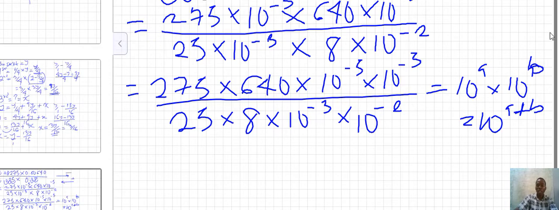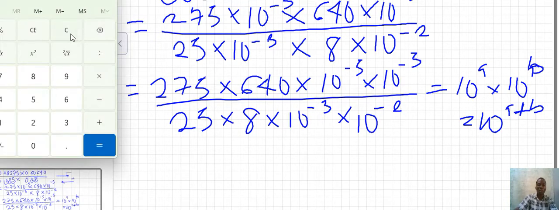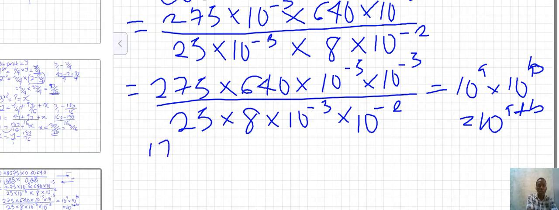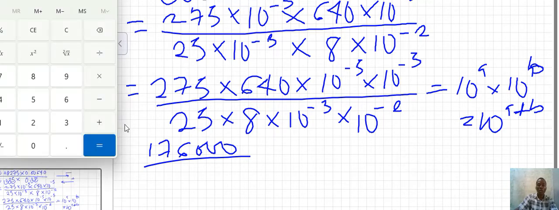So before we do that, let's calculate this. 275 times 640 will give us 176,000, divided by 25 times 8. Now let's follow these procedures.